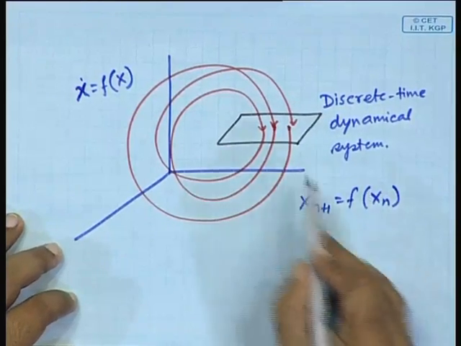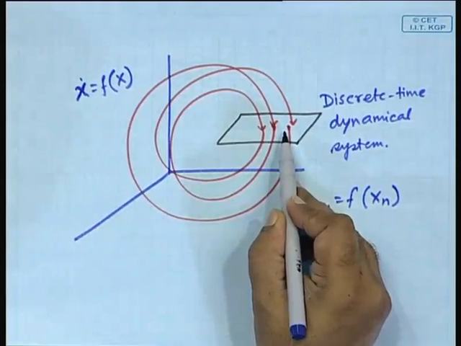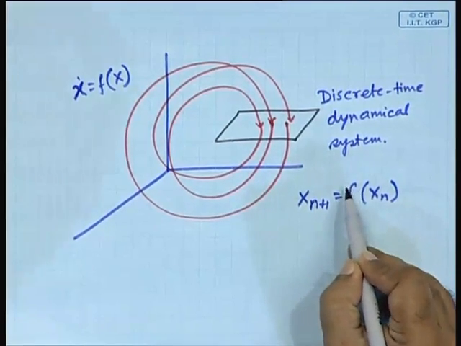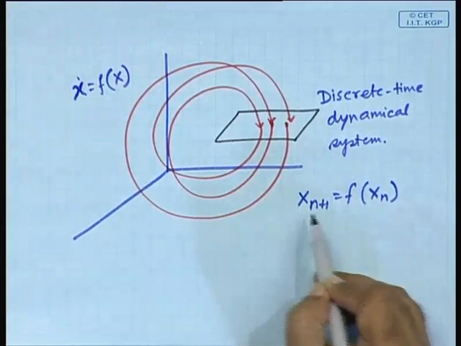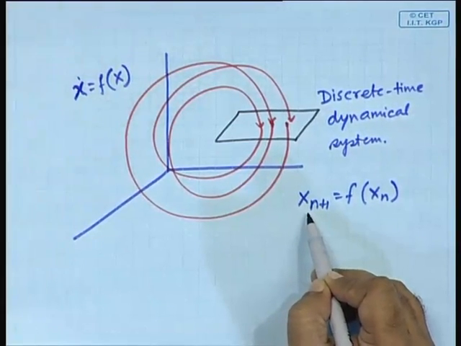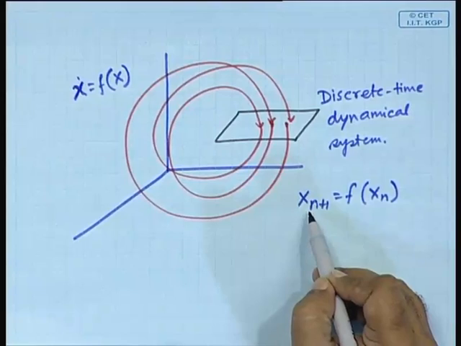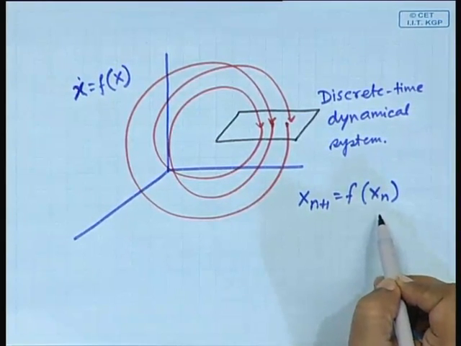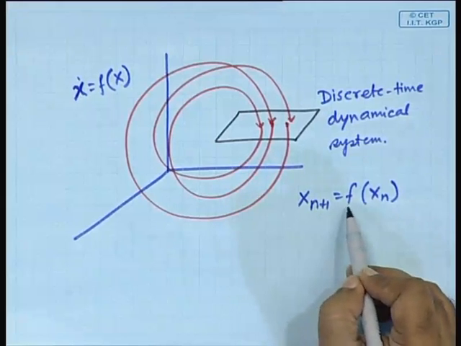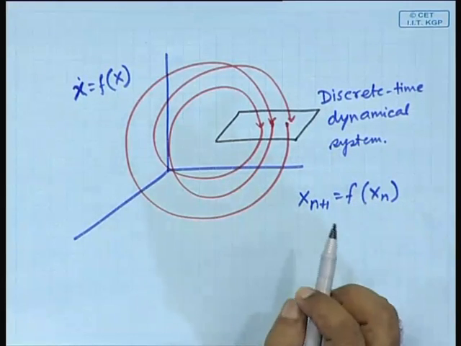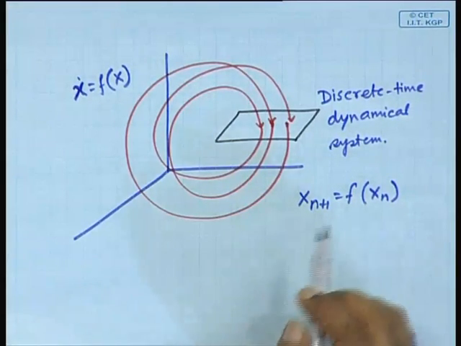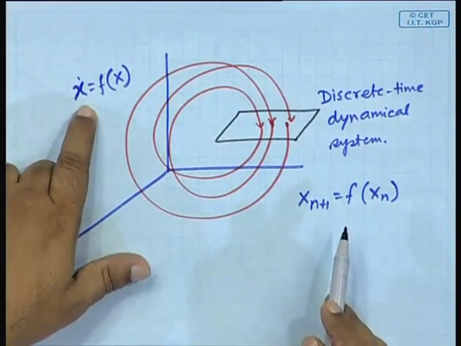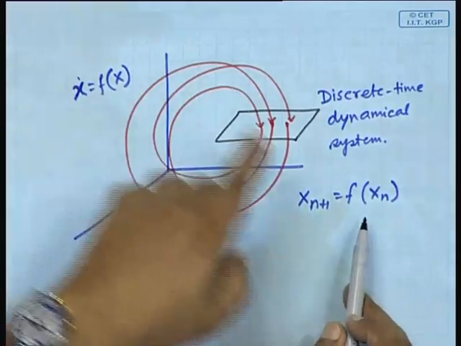So, this is the position at the nth instant, and there it will be given by a function of the position at the nth instant to give the position at the n plus 1th instant. Okay. So, that is a discrete time dynamical system's representation. x n plus 1 is a function of x n. So, notice the two different things. This was the original thing that we had, but we had obtained this.